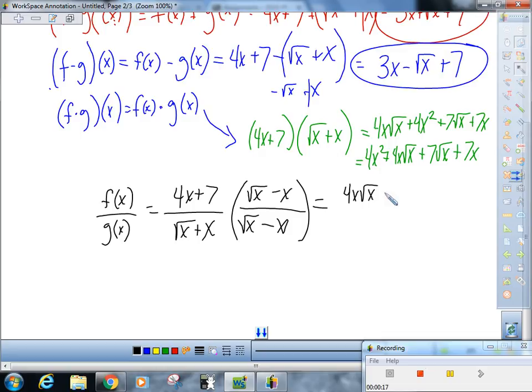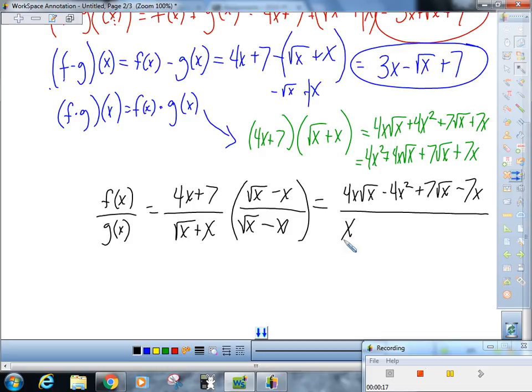Outside, 4x minus x is minus 4x squared. Inside, plus 7 radical x. And last, minus 7x. And on the bottom, you'll get, let's see, radical x times radical x is radical x squared. What's radical x squared? It's just x.